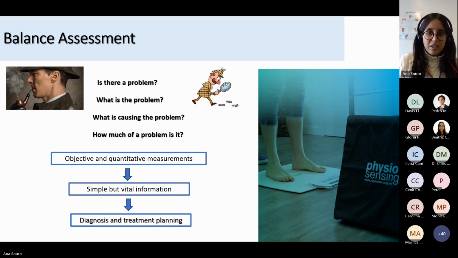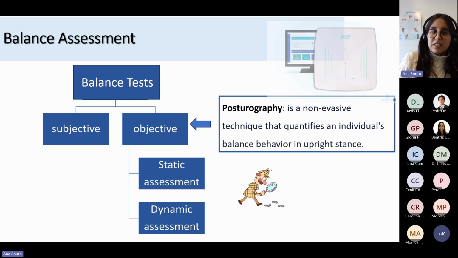Okay? And so we have several ways of assessing balance. We have clinical tests and scales that are validated and widely used in clinical practice. They require very little material, and they are very easy and fast to perform, and they depend on the clinician's own observation and analysis. Okay, but we can also assess balance in an objective way, and here's where posturography comes into play.